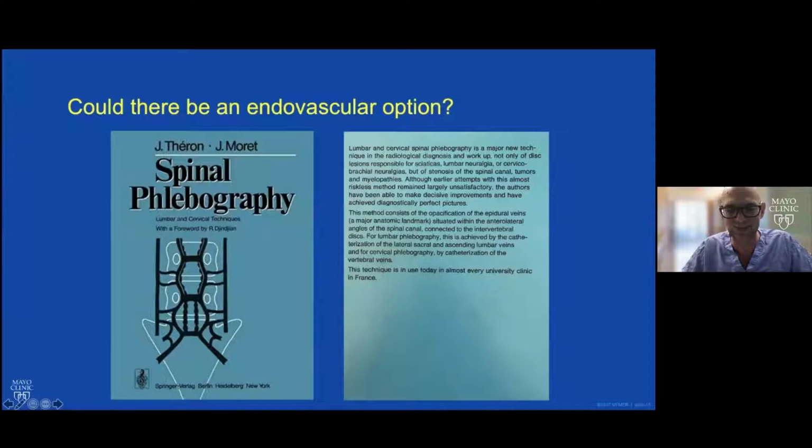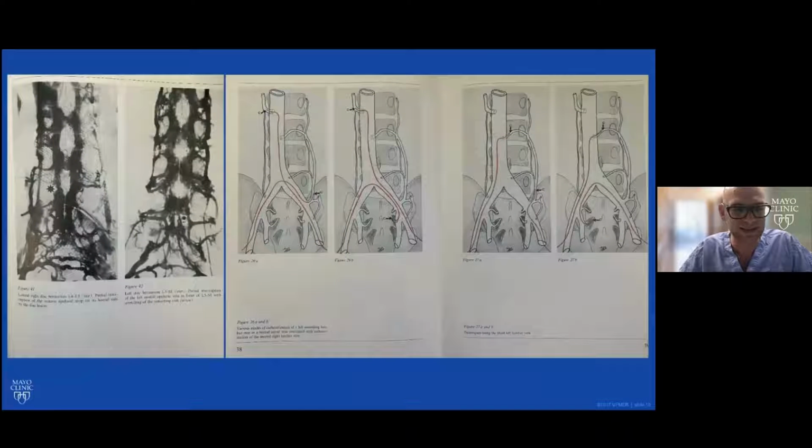It's very interesting because on the back of the book, it says this technique is in use today in almost every university clinic in France. That was back in the 1970s, where spinal phlebography was being used to diagnose mass effect in the lumbar and cervical spine. In this book, you see these beautiful epidural venograms demonstrating the ventral epidural space, the foraminal veins, and the ascending lumbar veins bilaterally.